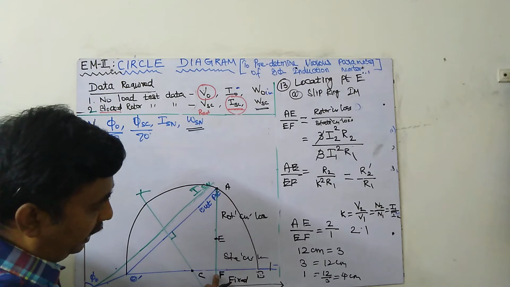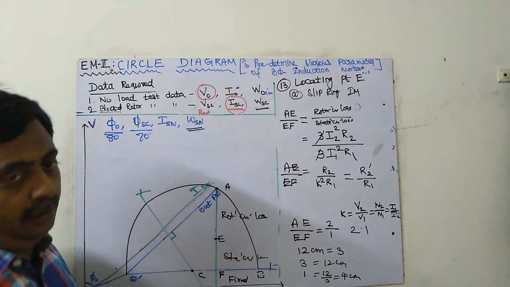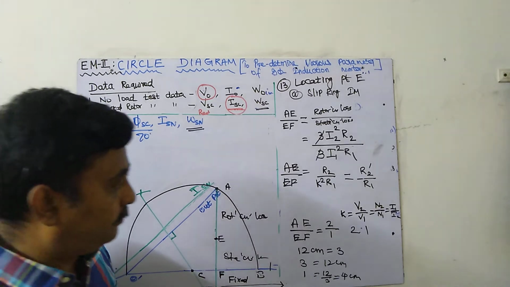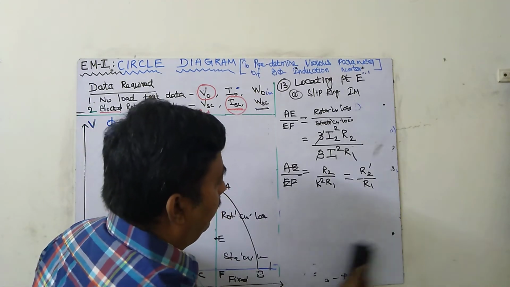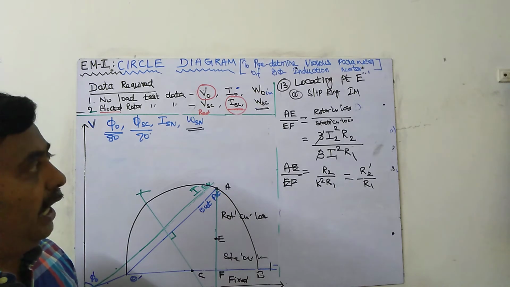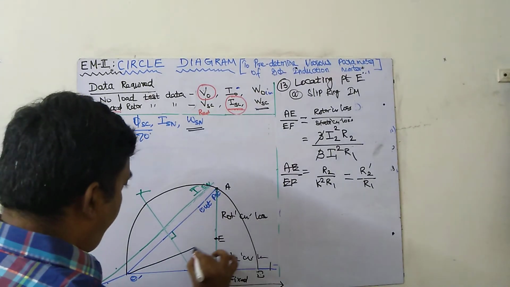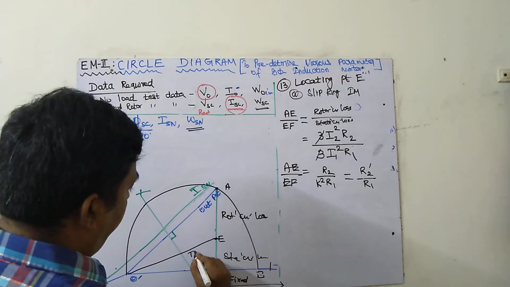Otherwise, 4 centimeter from the horizontal axis. Like this you have to find all those things. Then what you have to do, we locate the point E. After locating point E, we have to join this thing. This line is called the torque line.